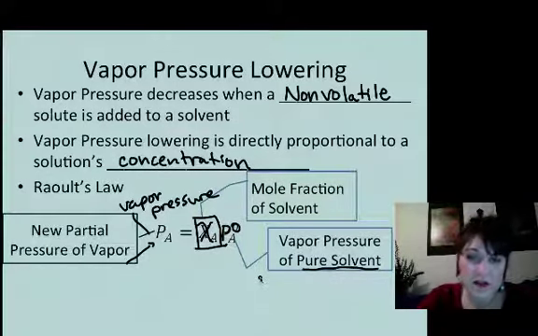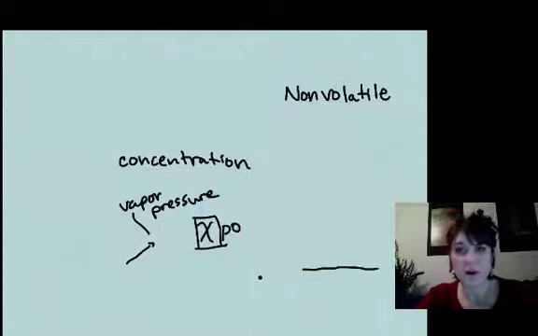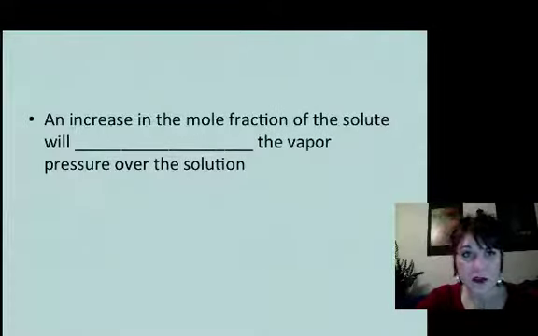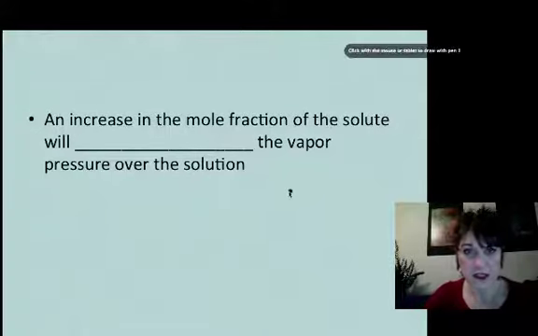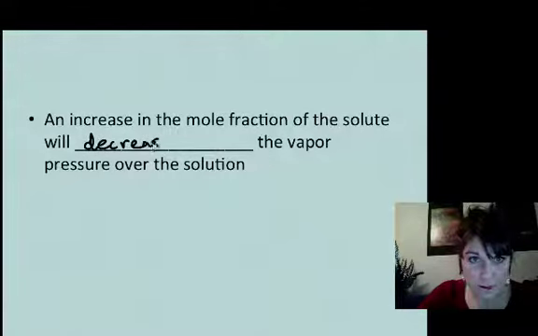So if you're asked a question to solve for the new vapor pressure, you simply have to find the mole fraction of your solvent. We practiced finding mole fractions in the last podcast. So an increase in the mole fraction of the solute is going to reduce the vapor pressure that's over the solution.